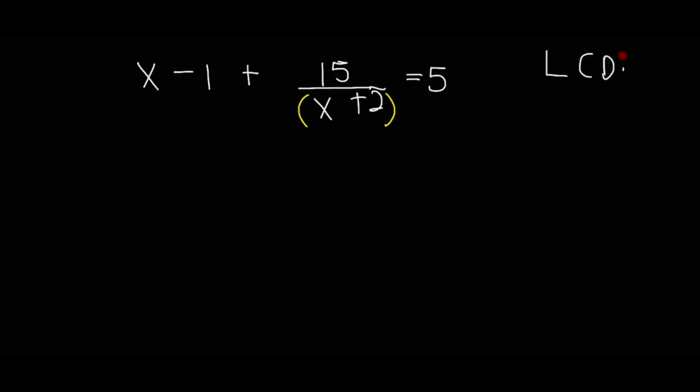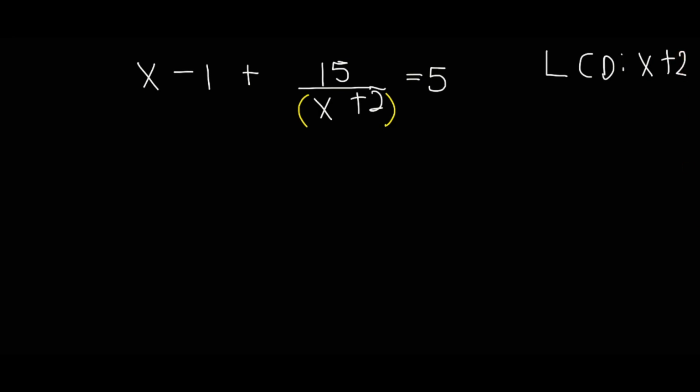And then now let's say we have x minus 1 plus 15 over x plus 2 is equal to 5. We can see that we do not have two fractions separated by the equal sign. So this means we are going to look at the LCD, because the denominator has only one term, x plus 2, so we take it as the LCD. So our LCD is x plus 2.